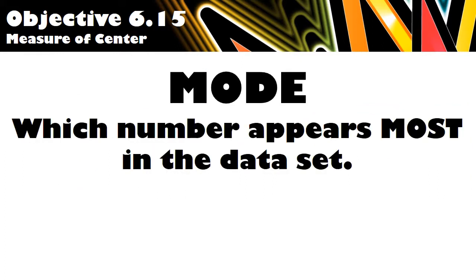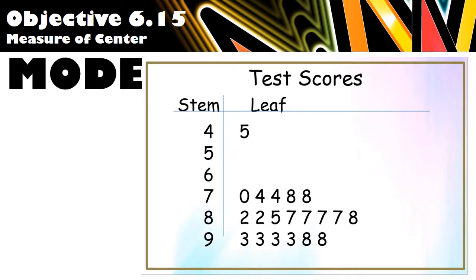So another way we can do a measure of center is the mode. This is the number that appears most in the data set. So when we take a look at our stem and leaf plot, we're going to figure out which number appears the most amount of times.